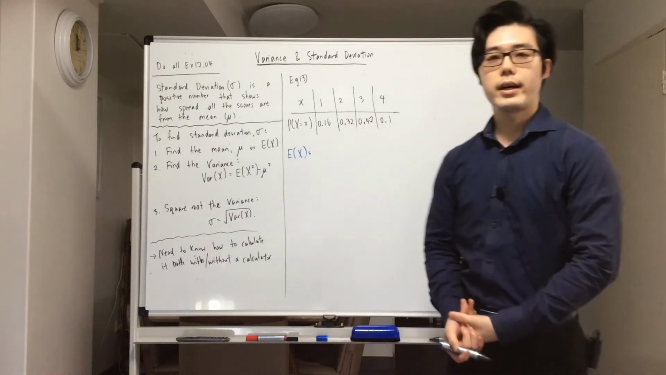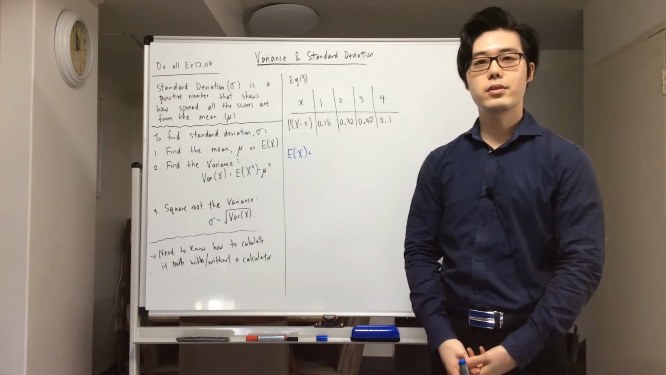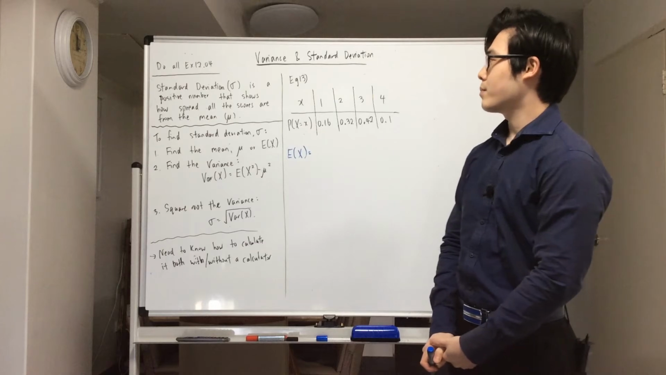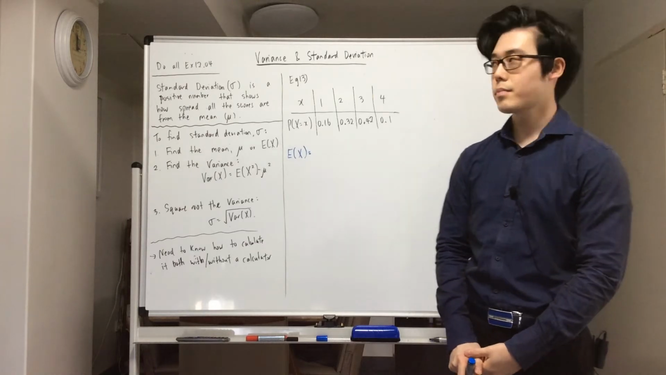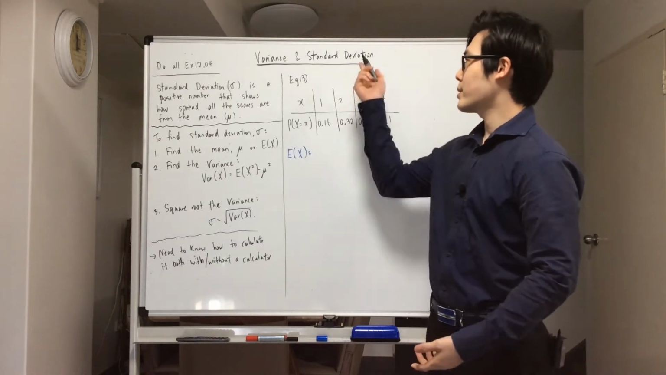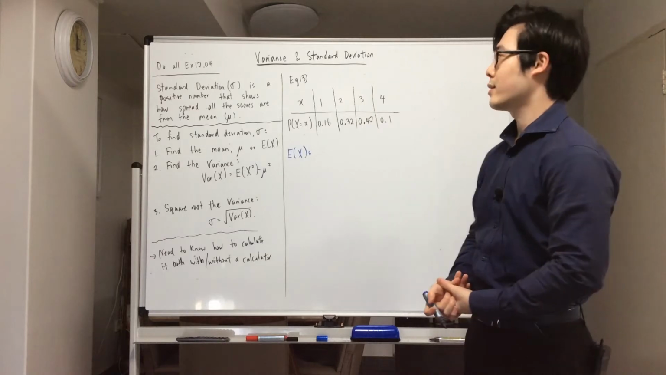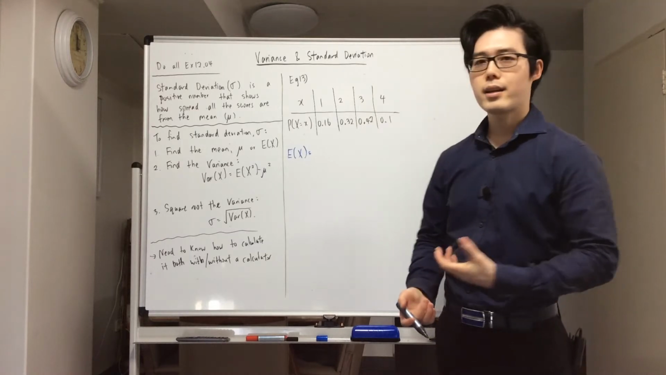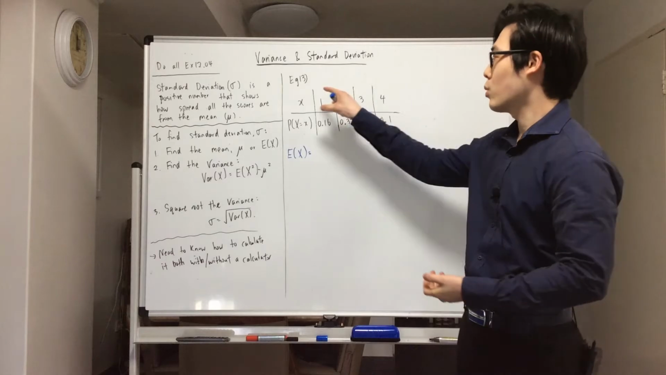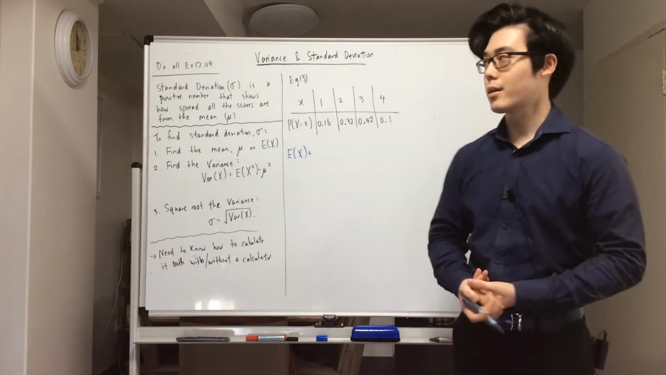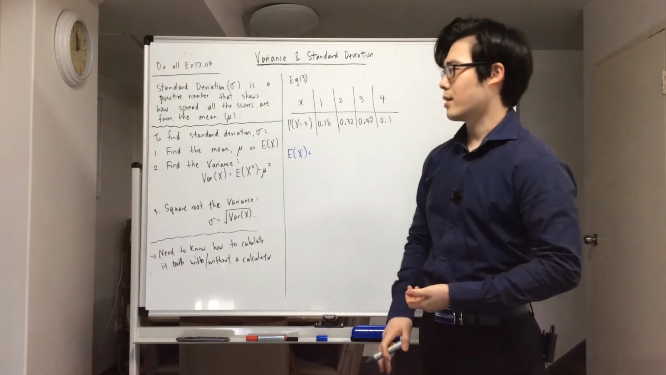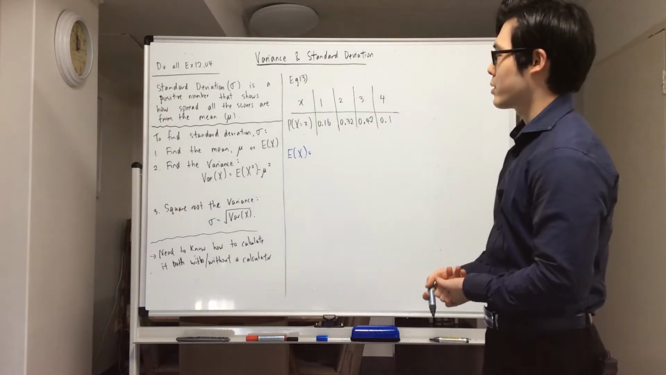Okay, girls, so for our last exercise for discrete probability, we're looking at variance and standard deviation. Basically, standard deviation, and that's what we want to find, is a number that shows how spread out all of these scores are from the mean. Okay? So don't worry about all these details. Let's just get on to this question.